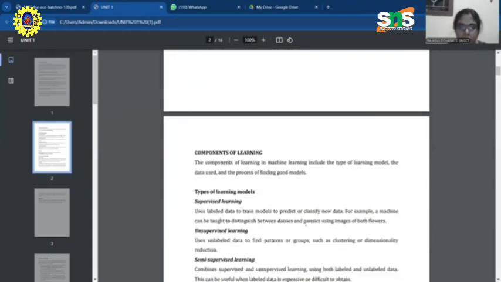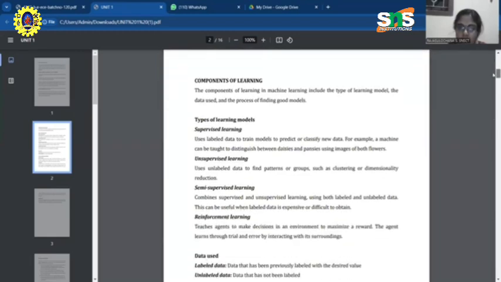Next, let us see what are the various components of machine learning. The components of machine learning include the types of model, the data used, and the process of finding a good model. Under types of model, it is broadly classified into four major categories: supervised learning, unsupervised learning, semi-supervised learning, and reinforcement learning. These are the four main categories of learning models used in machine learning.